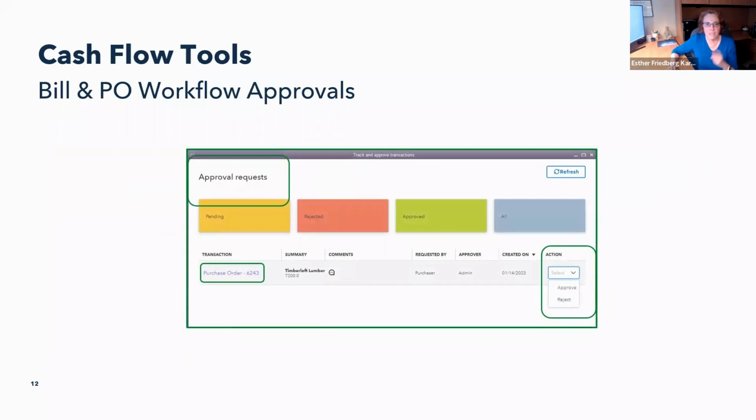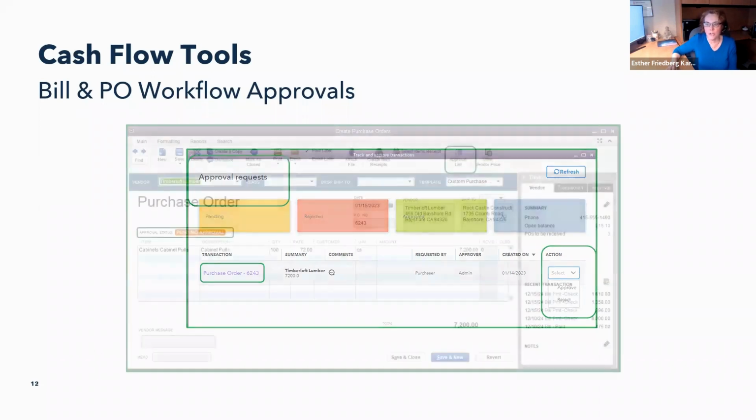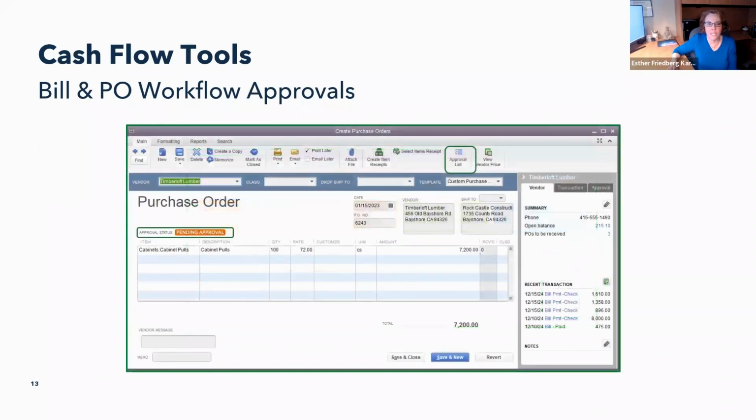Now, let's go back. Let's look at that screenshot of the listing of the Timberloft Lumber PO that is pending approval. Remember, we went into company track and approve transactions to see this PO listed on the approval request page in the pending section. I could click on the hyperlink to see that the PO is pending approval, or I could click on the action dropdown to approve it or reject it. And if I take no action, it'll expire and get auto rejected after 30 days.